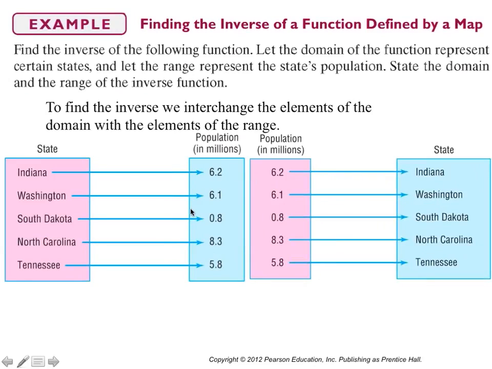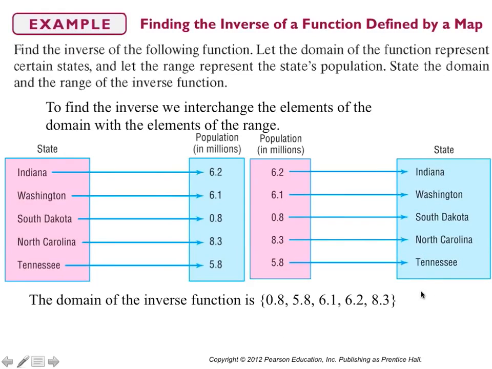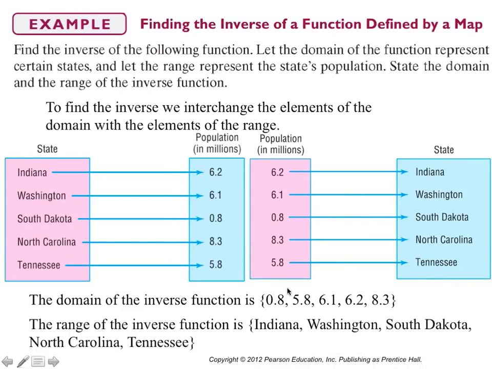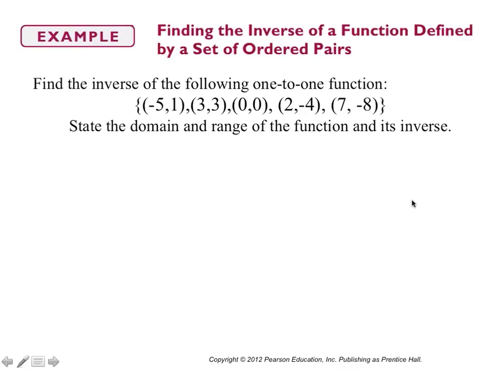The domain is going to just be all of our x's, that's our states, and the population would be our y's. But if we want to find the inverse function, all we need to do is just flip those two things around. So in this case, our new domain for our inverse function would be all the values of the population, and the new values for our y, or our range, would be all of the states. So the domain of the inverse function, that's the one that we have on the right here, is going to be 0.8, 5.8, 6.1, 6.2, and 8.3. Those are all of our populations. And then the range is going to be all those values for states: Indiana, Washington, South Dakota, North Carolina, and Tennessee.